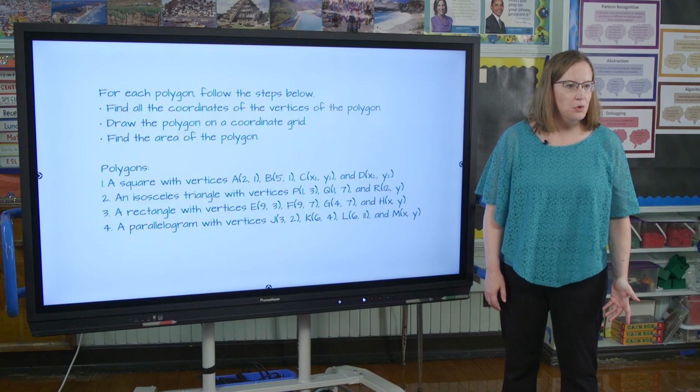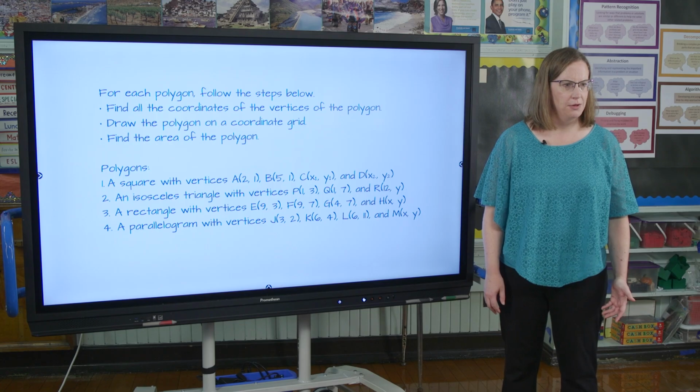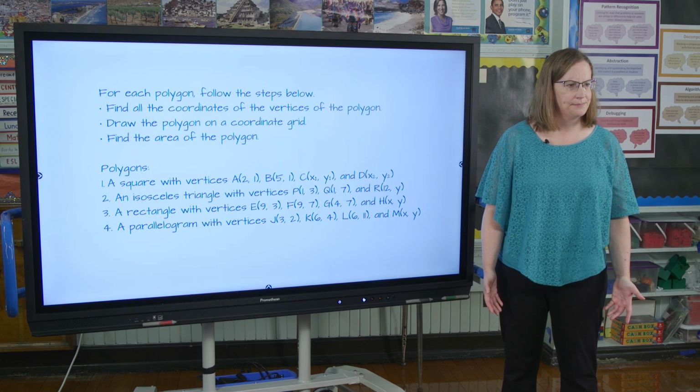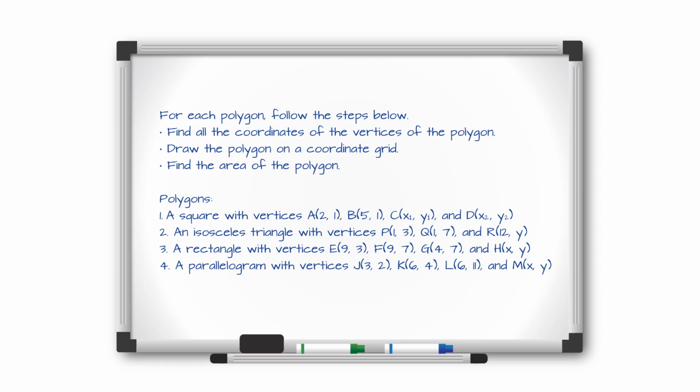It sounds like a lot of you are having trouble getting started on this problem. So let's talk about that a little bit. So this problem asks you to do 3 things for each of these polygons. You need to find all the coordinates of the vertices of the polygon, draw the polygon on a coordinate grid, and then find the area of each polygon.